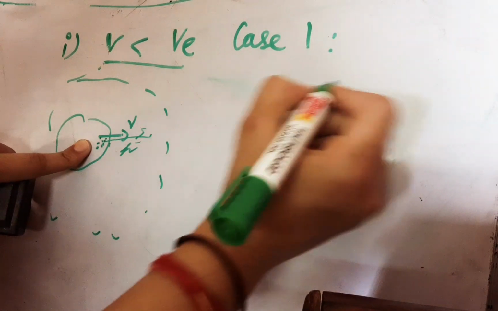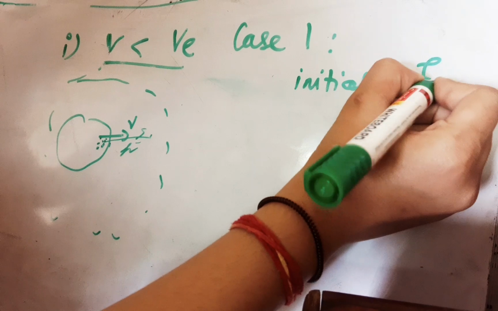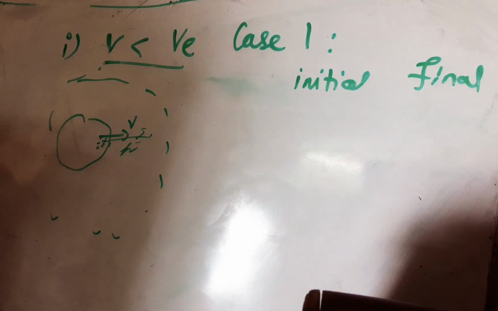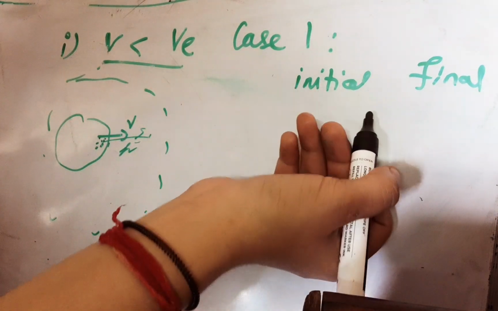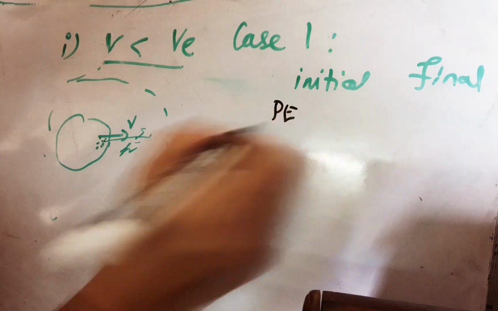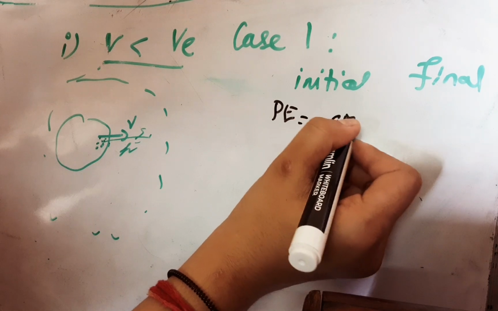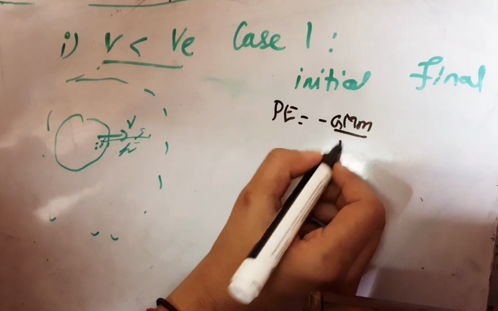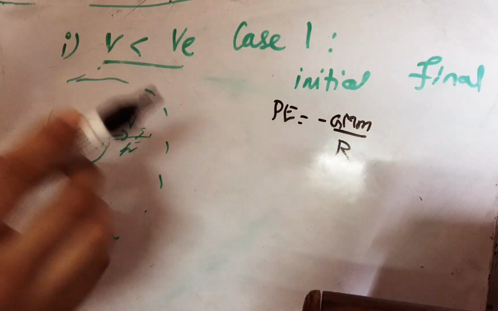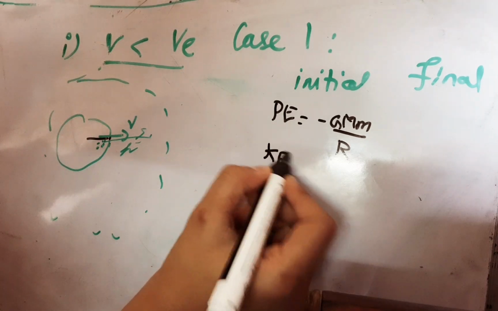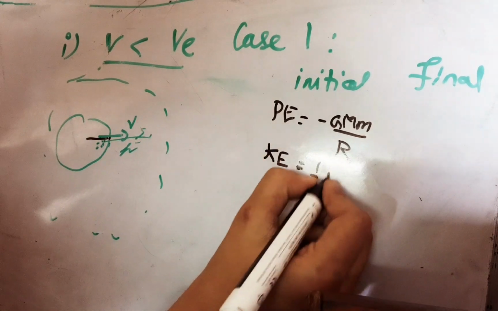So we can say two cases here. What will be the initial condition and what will be the final condition? In the initial condition, it will have its potential energy. What will be its potential energy? Now we have learned minus GM upon r. At what distance? It is at the surface of the Earth, so upon r. Next, coming to kinetic energy. It is projected with velocity v, means it will also have kinetic energy, so half mv square.